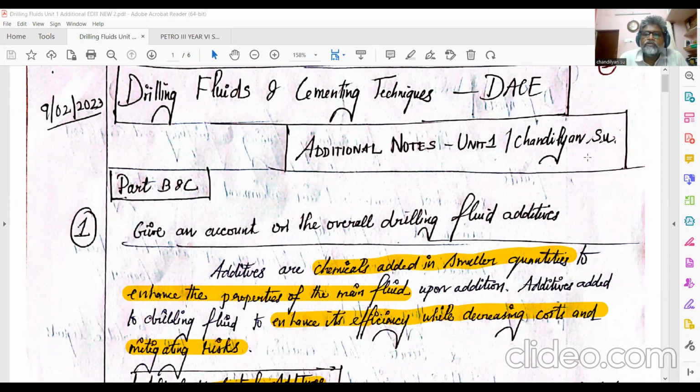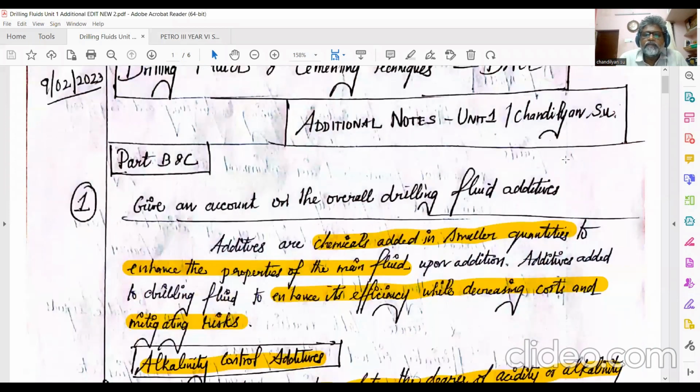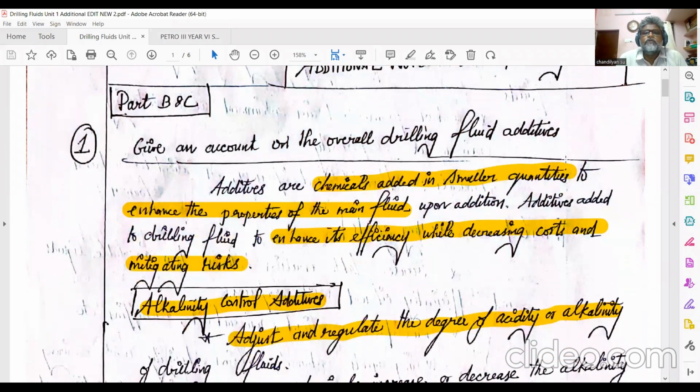Give an account on the overall drilling fluid benefits. What are additives? Basically, additives are chemicals added in smaller quantities to better the properties of the main fluid.